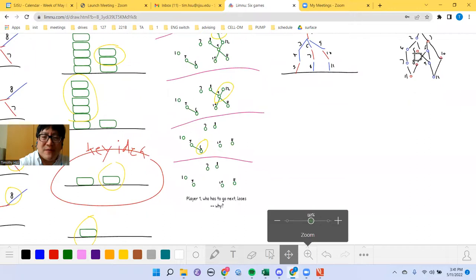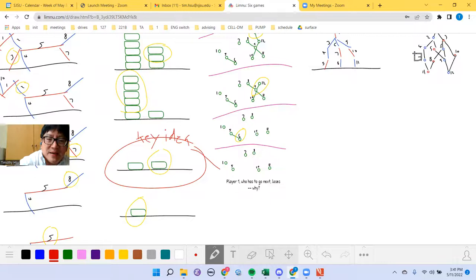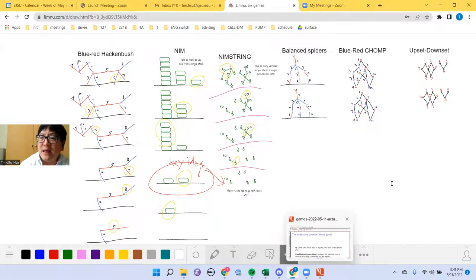But I guess the relevant thing, you might even see that there's an even number of dots, and at this point all you can do is take a dot. So you just alternate and then player one loses. But it's really the same key idea as what's going on over here, and we'll talk about it. So let me go back to this. There's Nim and there's Nim string. I'll talk a little bit about the theory, and when I say 6 or so game, by 6, I guess I mean 3.